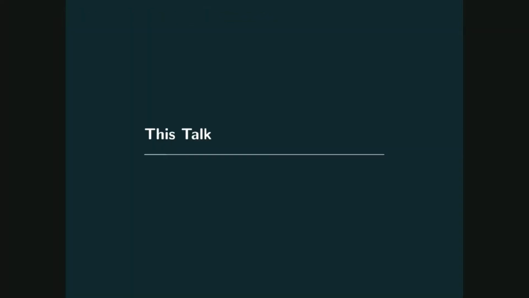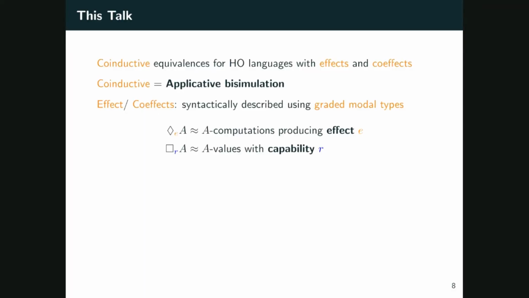Okay, so now that we have some, let's say, informal motivation for studying program equivalence in different settings, let me outline the content of this talk. In this talk, I will talk about coinductive equivalences for higher-order languages with effects and coeffects. And with coinductive equivalence, I actually mean a single family of equivalences, namely applicative bisimulation, which is probably the most well-known coinductive equivalence for higher-order languages. And with effects and coeffects, I will tell you during this talk what I mean.